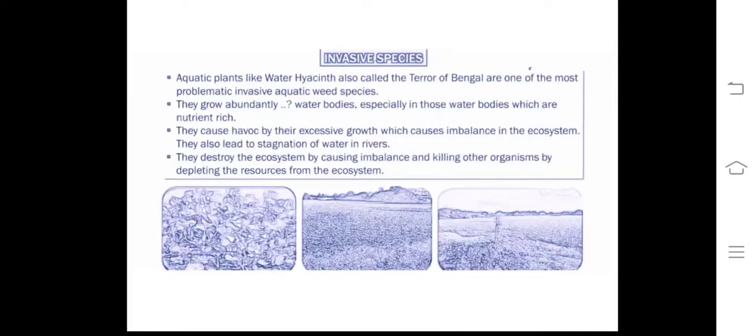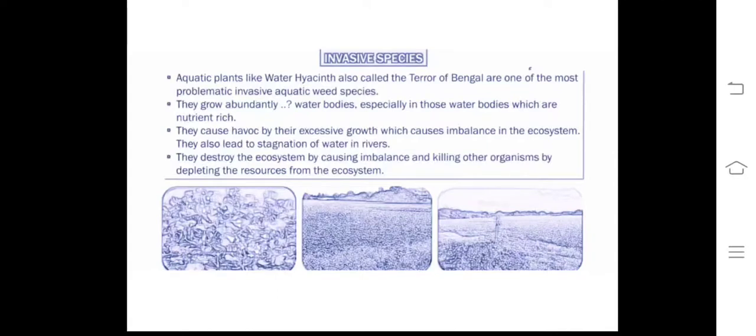They also lead to the stagnation of water in rivers. Now water becomes stagnant in the river. If water becomes stagnant in the river, what does it mean? The river collapses, the river dies because of the water choking. That's why it is called the terror of Bengal.